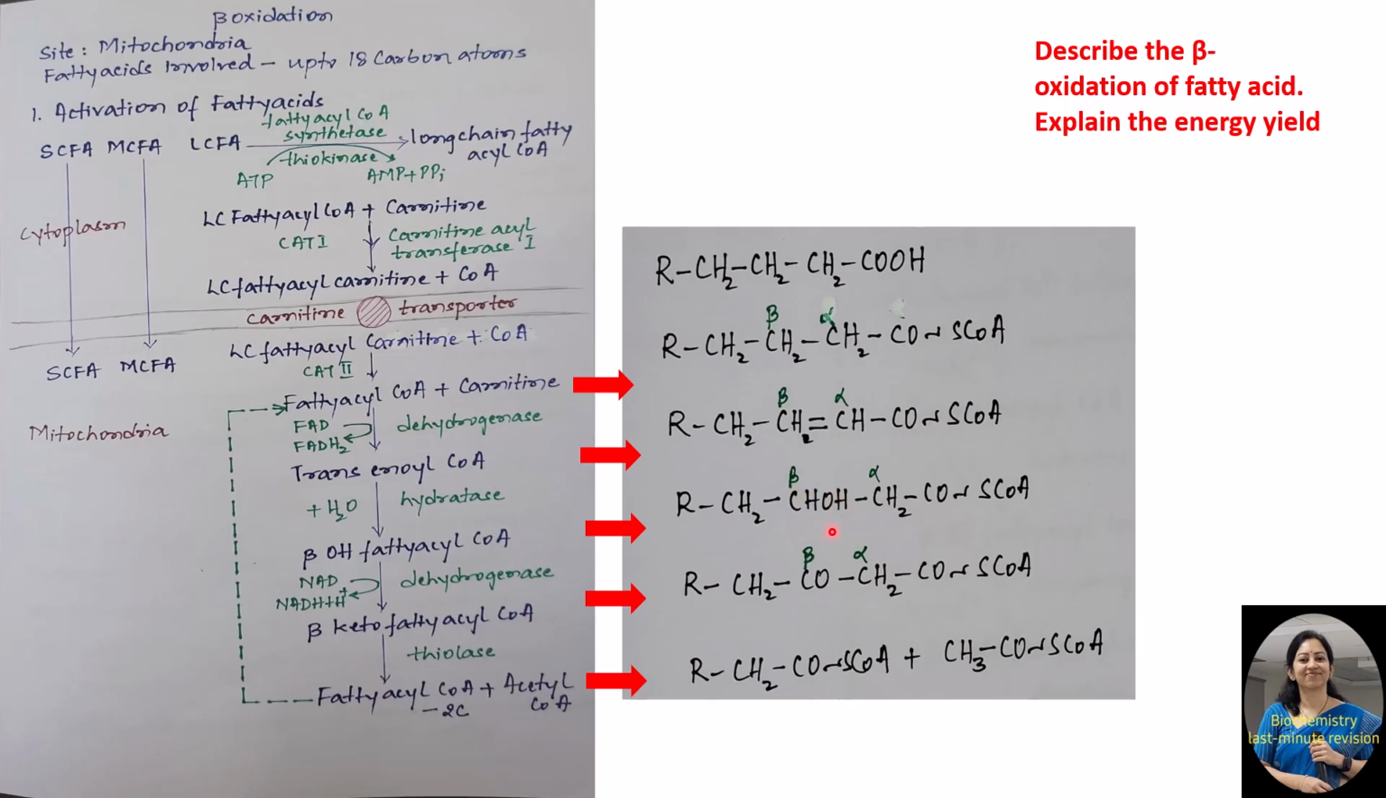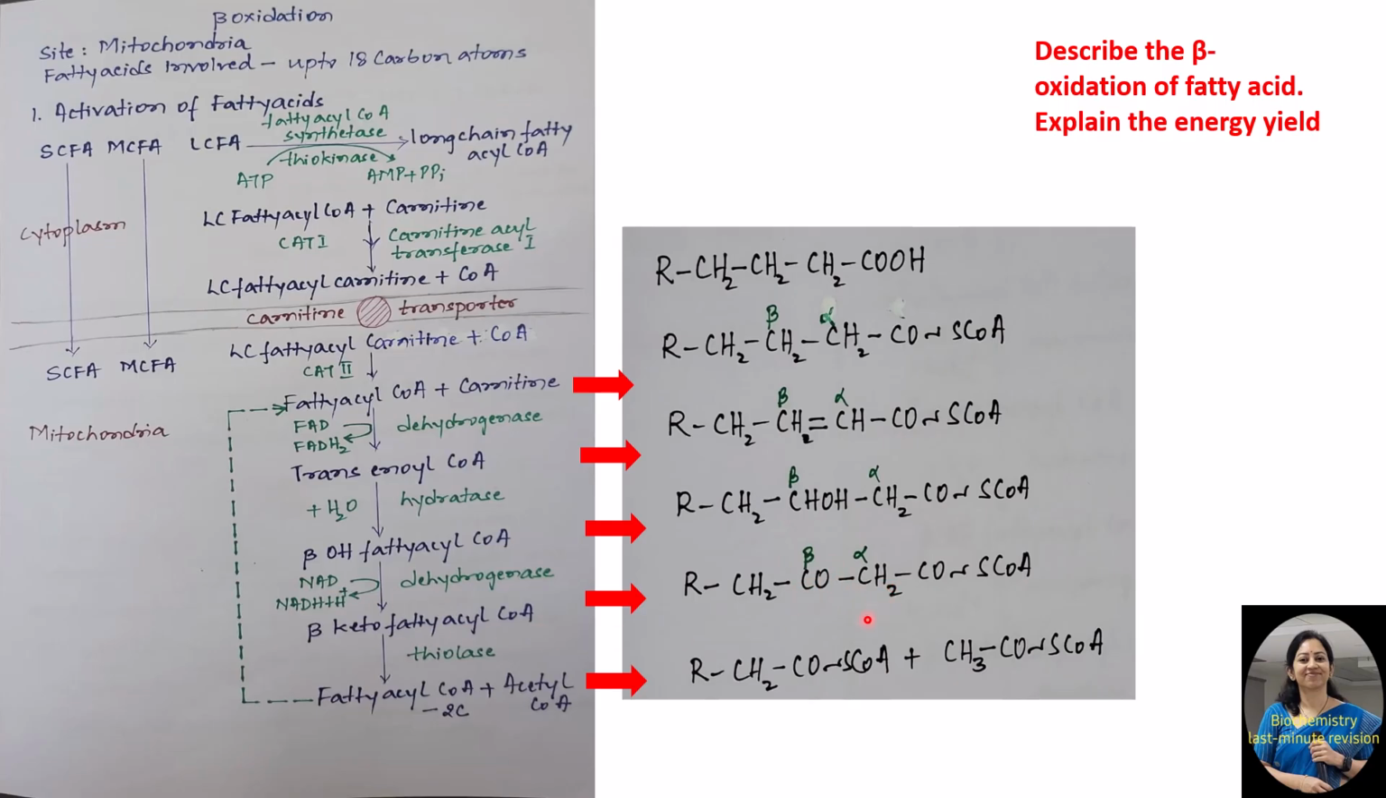So at beta position, a hydroxyl group is there. So it is beta hydroxy fatty acyl CoA. In the next step, again it undergoes oxidation to form beta keto fatty acyl CoA. So these two hydrogen atoms are donated to NAD, which gets reduced to NADH. So it becomes beta keto fatty acyl CoA.